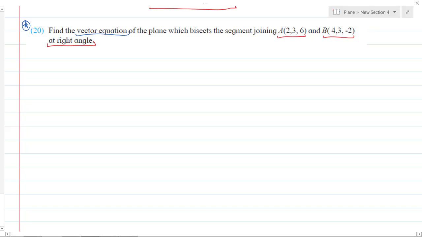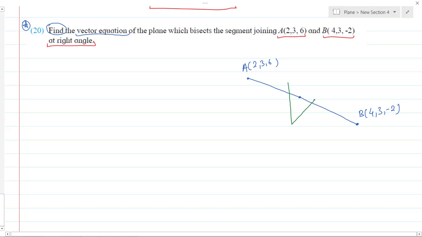Find the vector equation of the plane which bisects the segment joining these points. So I have the point A here, let's say it is (2, 3, 6), and another point B, suppose (4, 3, minus 2). This is the segment AB, and our desired plane is bisecting this segment AB, meaning it should pass through the midpoint of AB. Now let me draw the plane. So we have this as a plane.